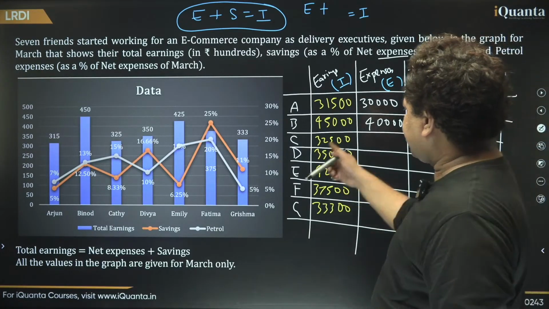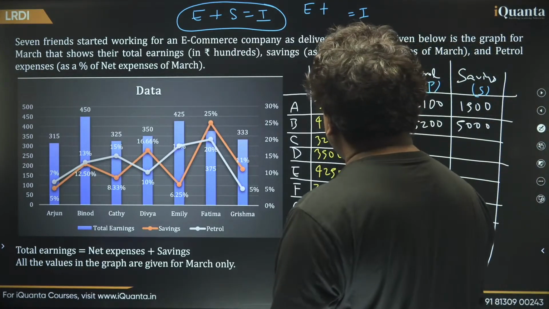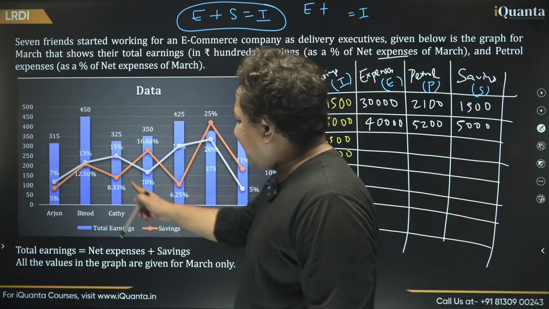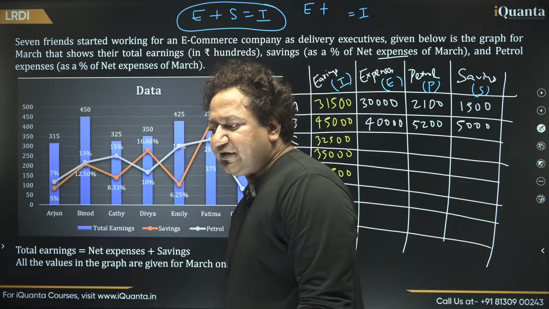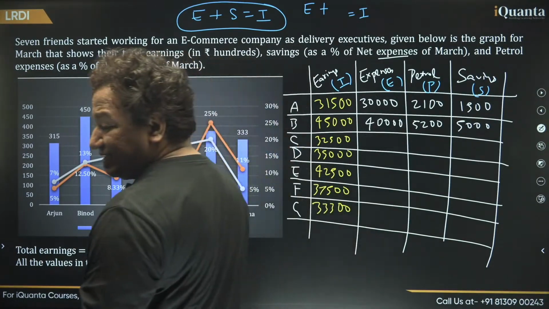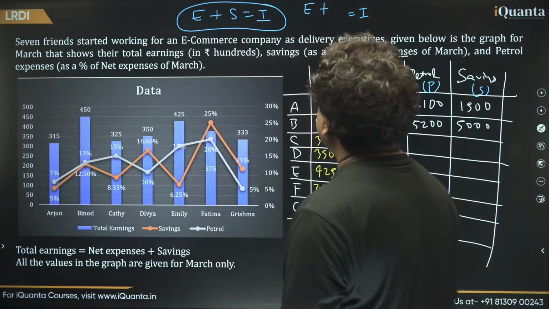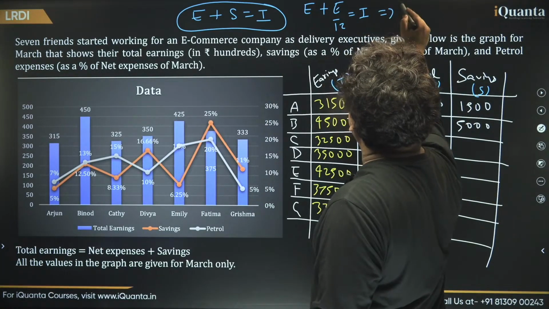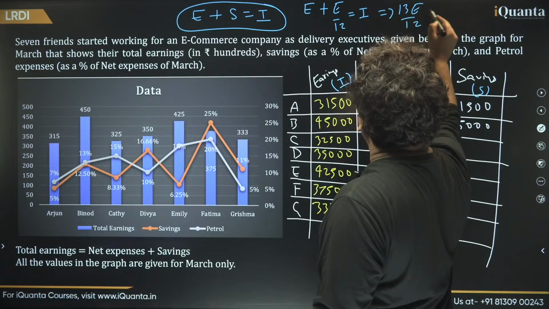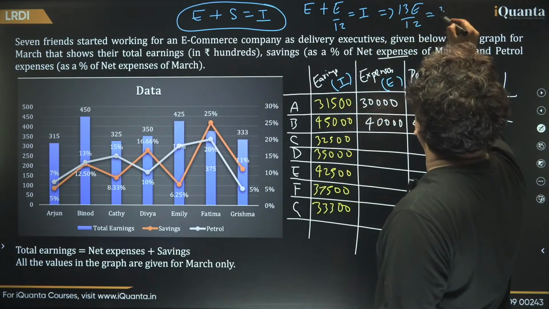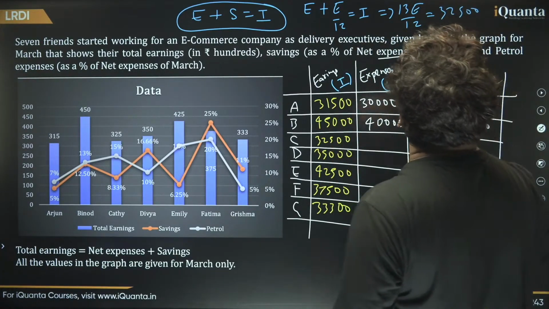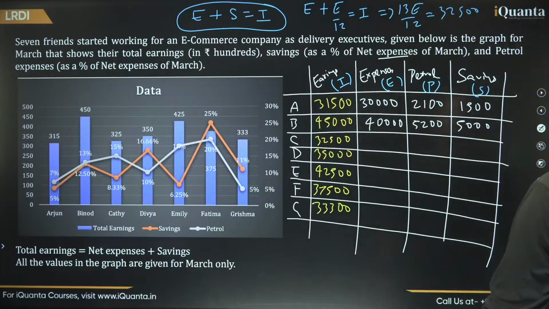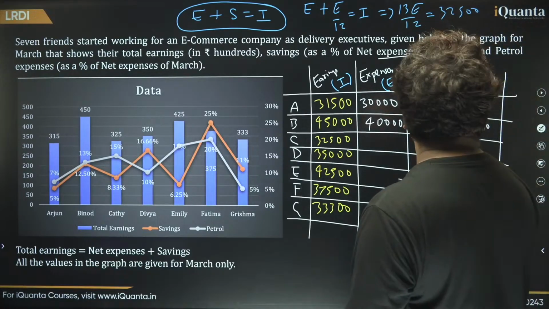Coming to the next guy, there is Kethi. Kethi is saving 8.33%. What is 8.33%? It's 1 by 12, isn't it? So E plus E by 12 should be giving us this, which means 13E by 12 is equal to this 32,500. 13 should cancel out from this. 26, 25. 2,500 into 12. 30,000.